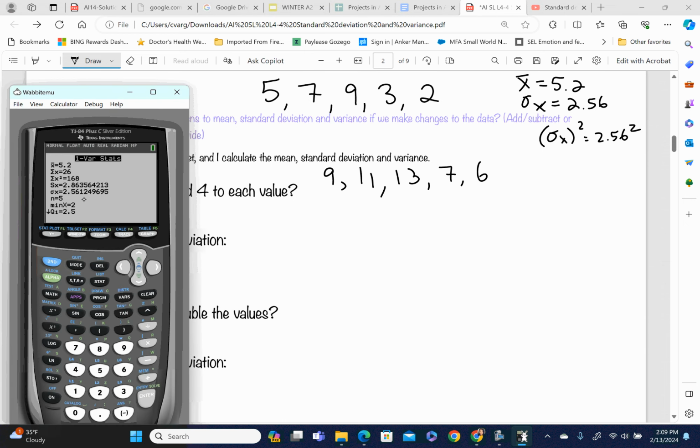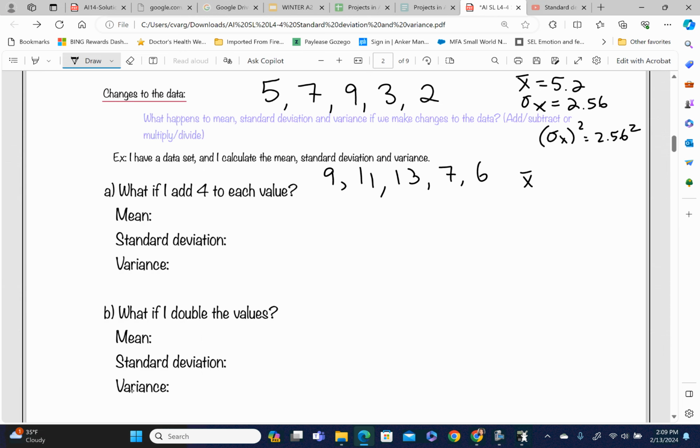So my new data is, I'm going to go back to stat, go to edit, and I'm going to add 4 to each of these. So 9, 11, 13, 7, and 6. Okay, now I'm going to go back to stat, go over to calc, 1-Var Stats, enter, enter, enter, and it gives me my new data. So now my mean is 7.2, okay?